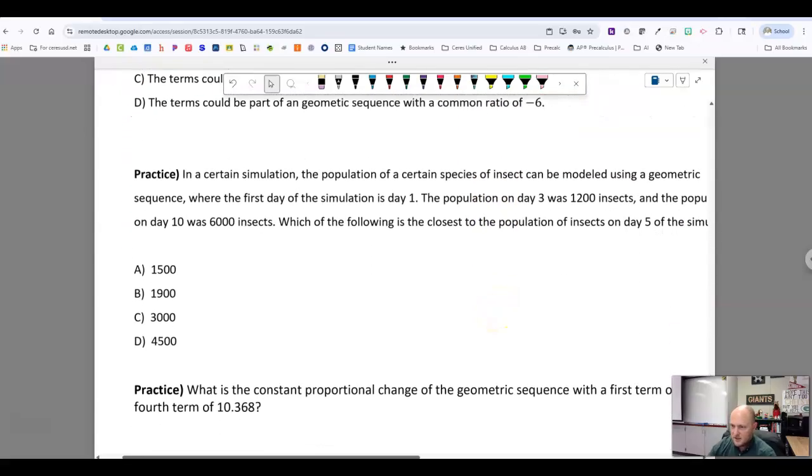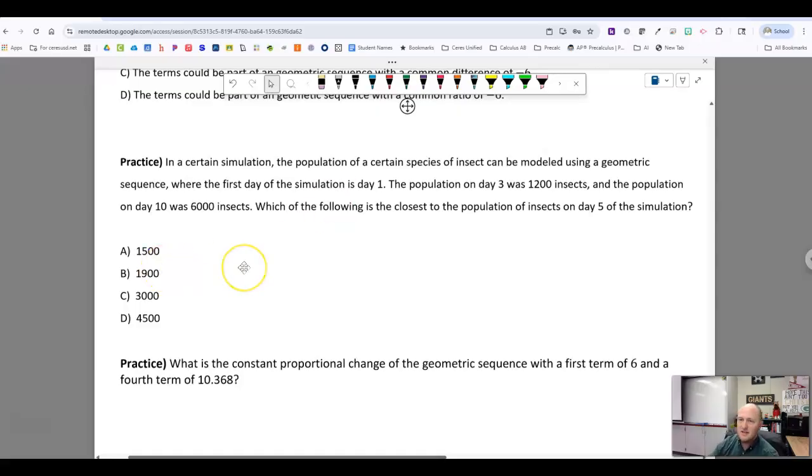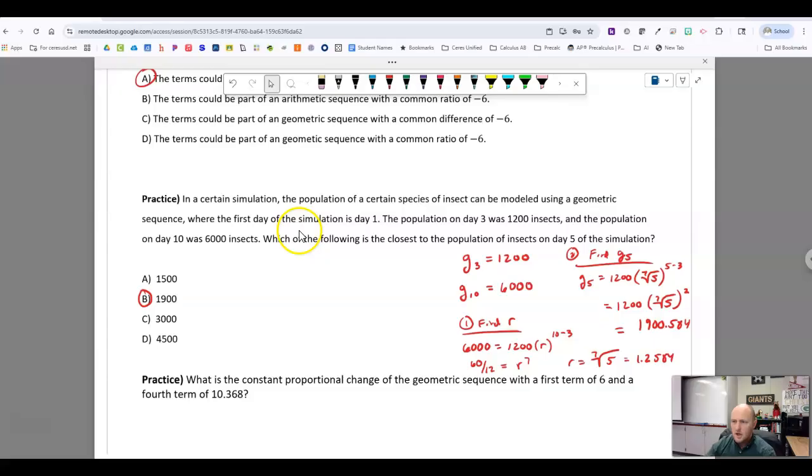All right, next practice problem. Please go ahead, pause me. This is definitely calculator active, so please use a calculator on this one. All right, so in this context, they give us a geometric sequence. They say the third term is 1,200. That's the insect population. On the 10th day, it is 6,000. So we have to find this common ratio, or this rate of change, this proportional rate of change.